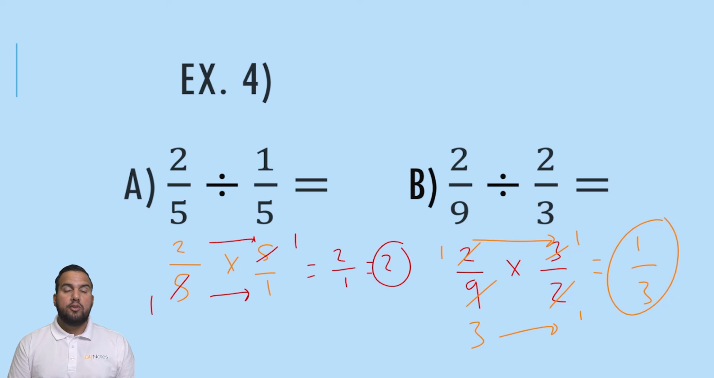And that's it. So remember, when you're multiplying, try to simplify beforehand. If you're dividing fractions, remember the acronym keep, change, flip, KCF. And then after you keep, change, flip, see if you can simplify the fraction. Okay? Hopefully this helped, and best of luck.